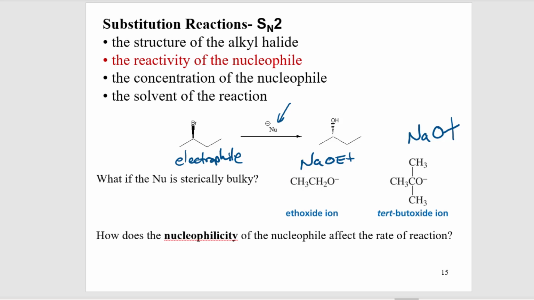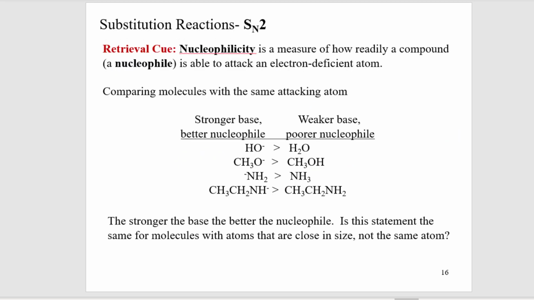How about the nucleophilicity of the nucleophile? How does that affect our reaction? Well, SN2 is really reliant on the strength of the nucleophile, okay? And what I mean by that is typically SN2 prefers strong nucleophiles, okay? Why? Well, because the carbon bearing the leaving group is usually just partially positive, okay?